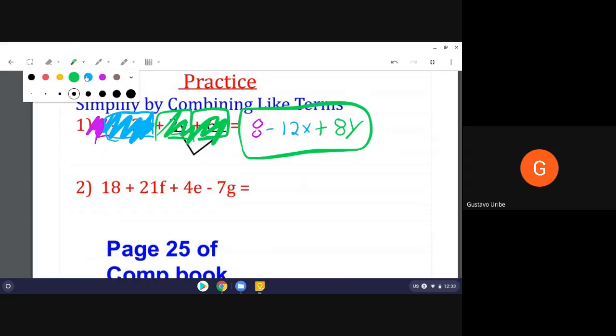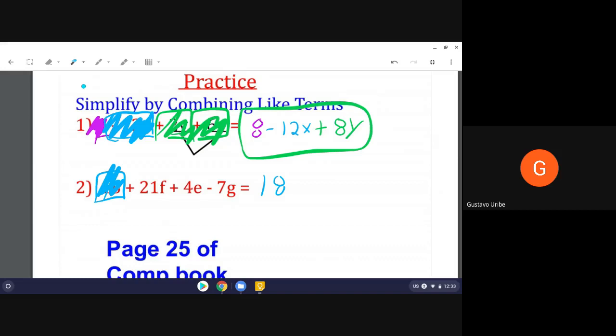Okay, let's go ahead and do the same thing with the second one, starting with 18. I think it might be helpful to some of you to underline it or box it so I can look at each term individually. So this does not have a variable. Let's look for anything else. This has a variable. This does. This does. So I'm not going to be able to combine that with anything. It's just going to get moved to my answer.